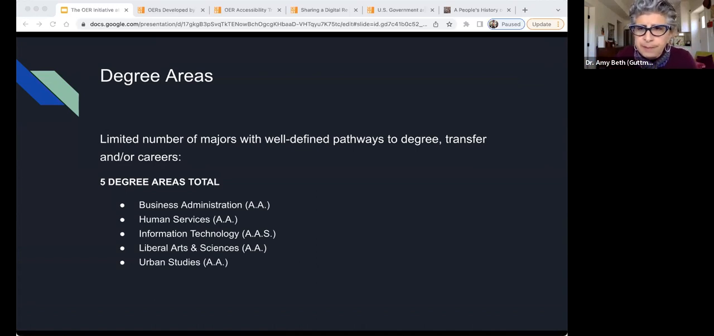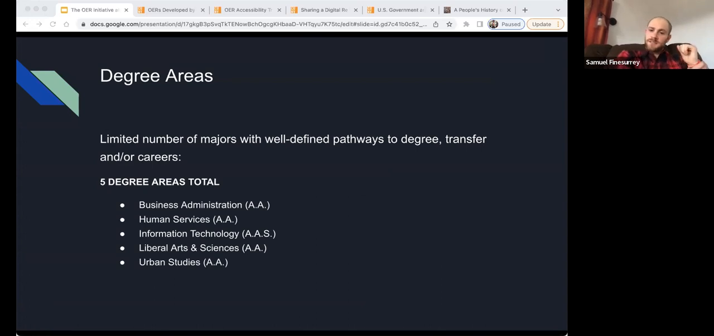So one of our big success points is we knew that students tended not to complete community college because they spread out their credits too widely and they didn't stay on a track to completion with getting the credits where they needed it. So our school only offers 5 degree areas, and they are business administration, human services, information technology, liberal arts and sciences, which has politics and philosophy and history, all kinds of things woven into it, and an urban studies track as well.